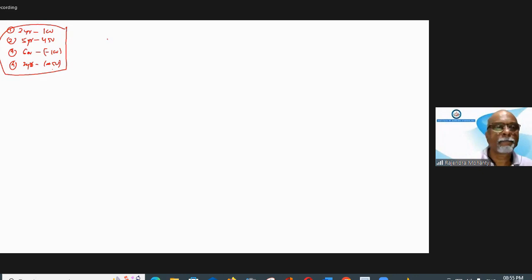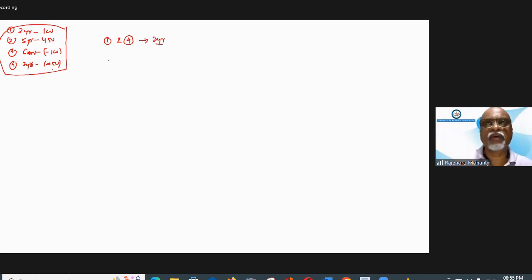First one and fourth. 1 and 4 are on the same time band, that is 2 years. The 2 years portfolio, okay, 2 years remaining maturity. The rest 2 are different, 5 year and 6 month.